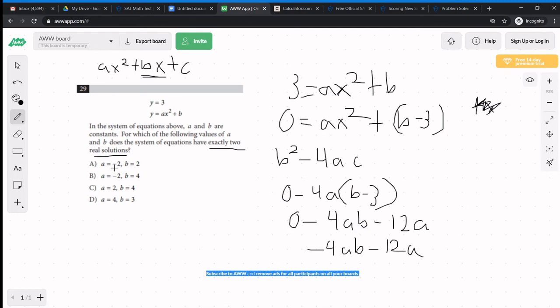And so now we need to start looking at answer choices to see which of these makes this expression positive, right? So let's see. If a is negative 2, right? Let's plug that in. That would be 8b and plus 24. And b is 2. That would be 16 plus 24. That would be positive. That works, right? That's exactly two real solutions. Now let's try some other ones just to make sure. For b, that would be 8. That would again be 8b plus 24.